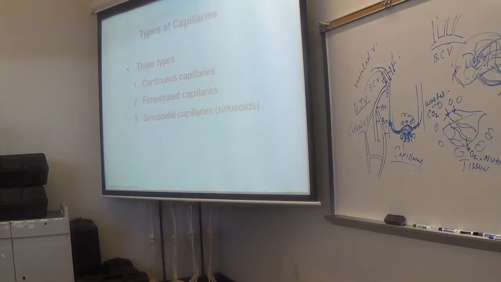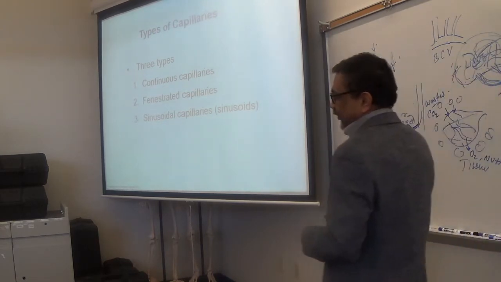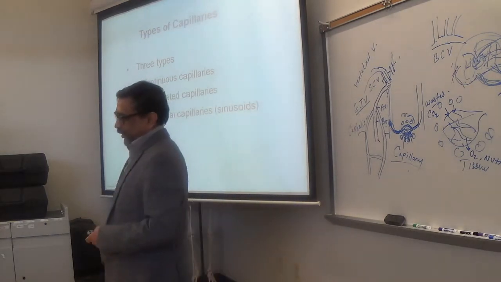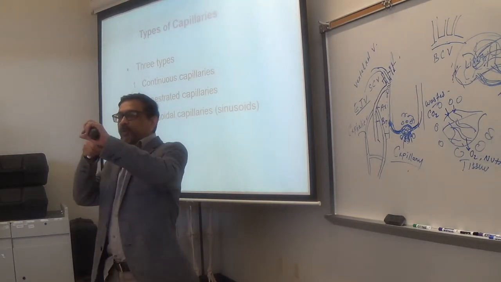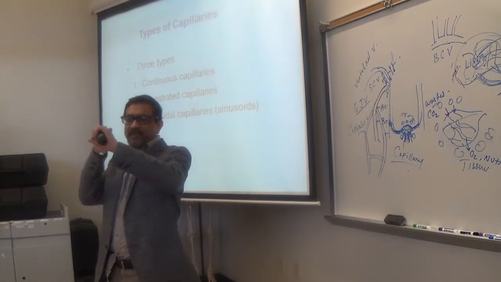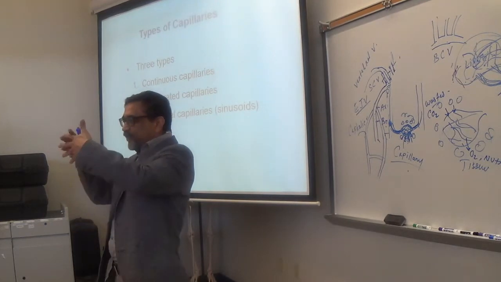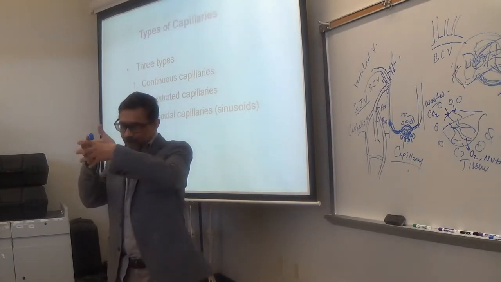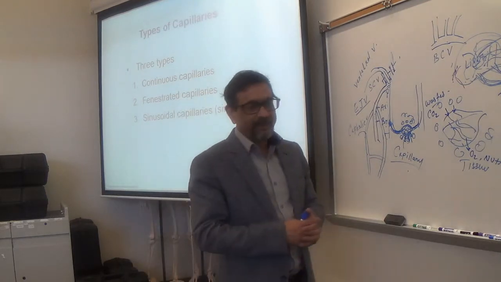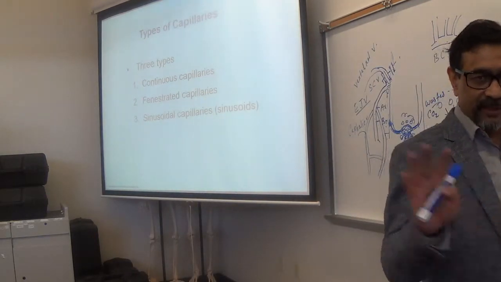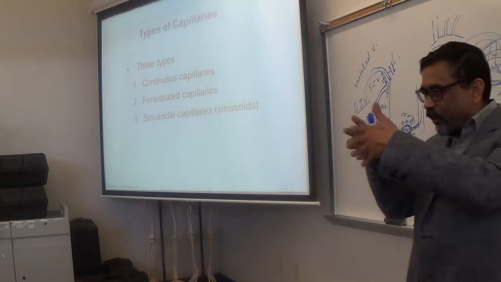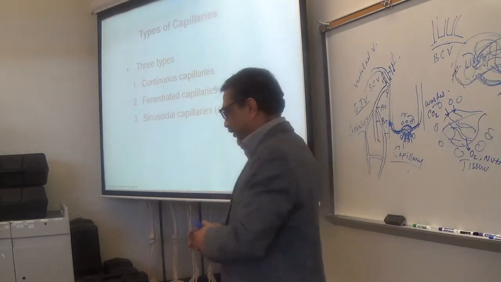There are 3 types of capillaries: continuous, fenestrated, and sinusoidal. How are they different? They are different because the holes or fenestrations or pores present in the wall are different in the 3 types of capillaries. Is it clear? The holes or pores are different.